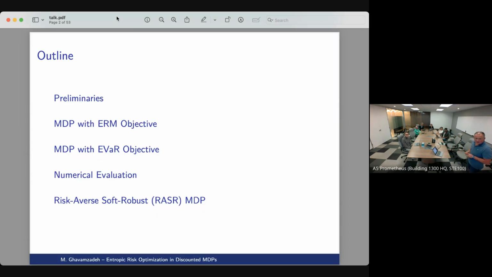So this is the outline of the talk. I'll give you a preliminary to open up about MDPs and risk measures. Then I'm going to talk about MDPs with two specific risk measures: one is the entropic risk measure, and the other is the entropic value at risk objective function. And then you're going to see the connection between these two risk measures and optimization with them.